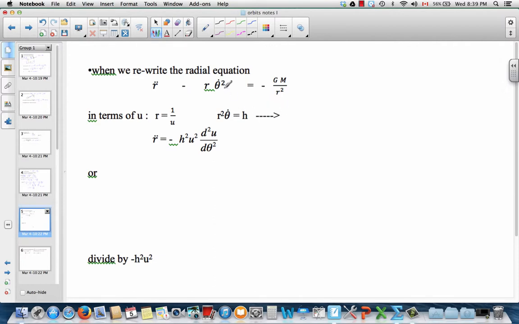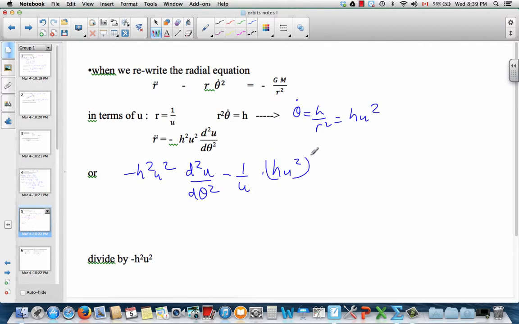Now, remember that for this theta dot here, it's going to be h over r squared, which is h u squared. And then we just found for r double dot, it's this expression here. So let's substitute that in. So we'll get minus h squared u squared d squared u d theta squared minus, okay, for r it's 1 over u, and then theta dot squared is that, and then 1 over r squared is going to be u squared.